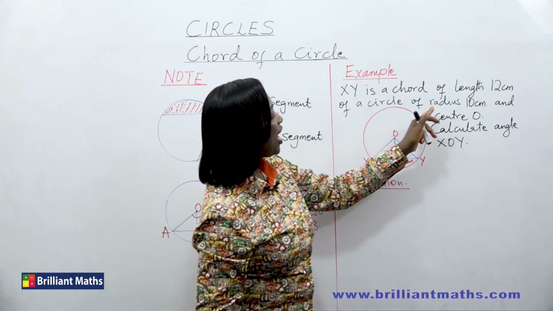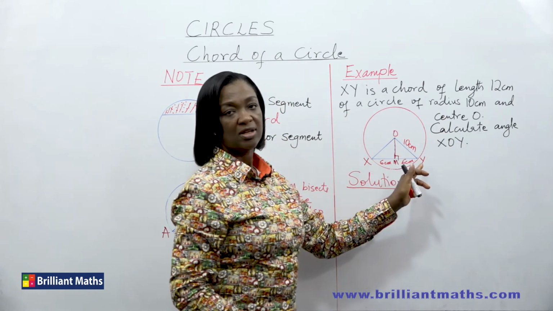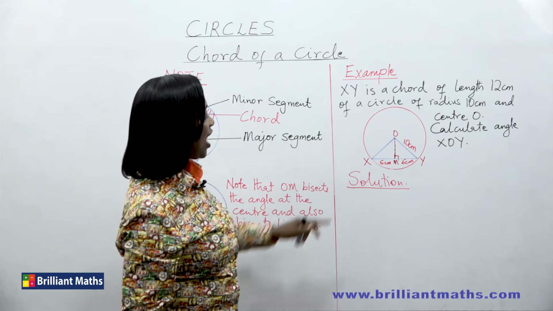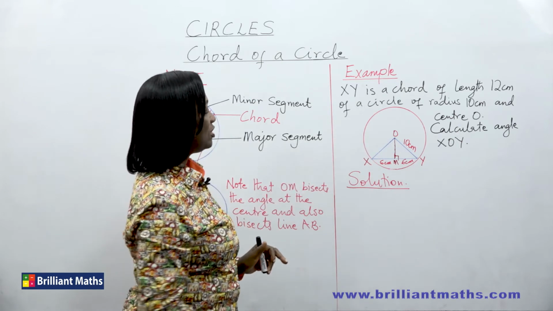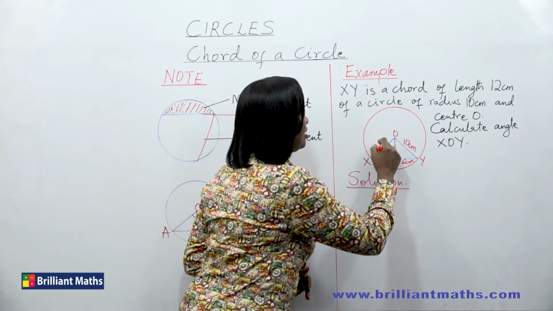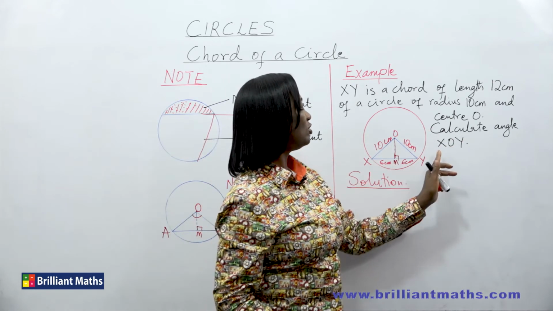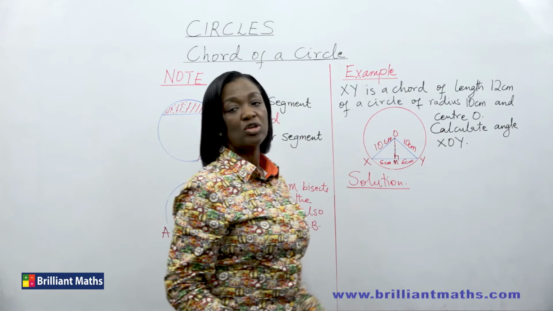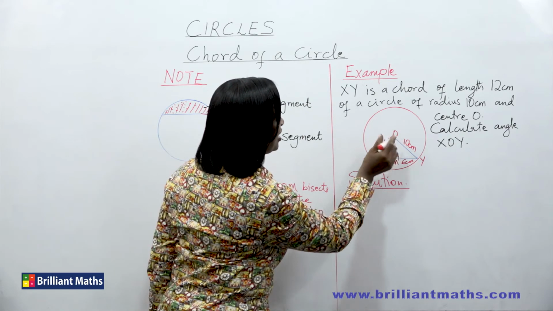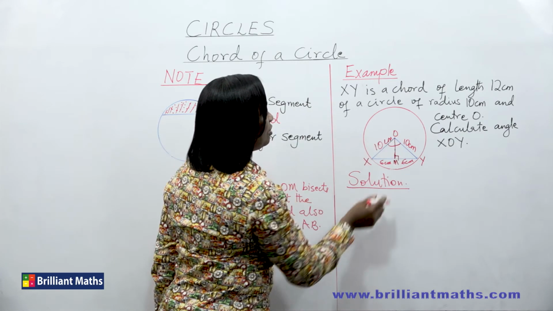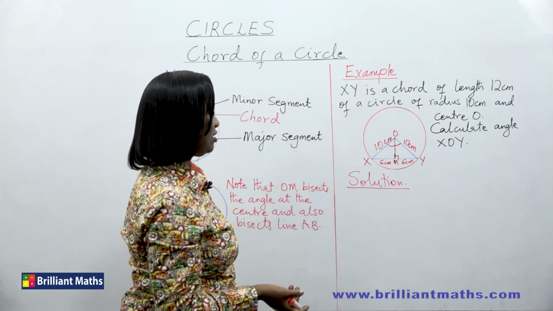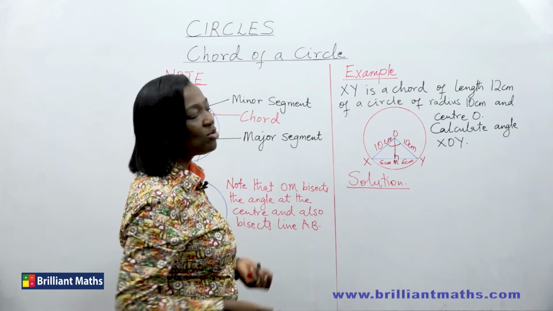The circle has a radius of 10 centimeters. So that's a radius, and this is another radius. So this is also 10 centimeters. It says calculate angle XOY. So we want to calculate the angle at the center, popularly called theta. So where do you start?